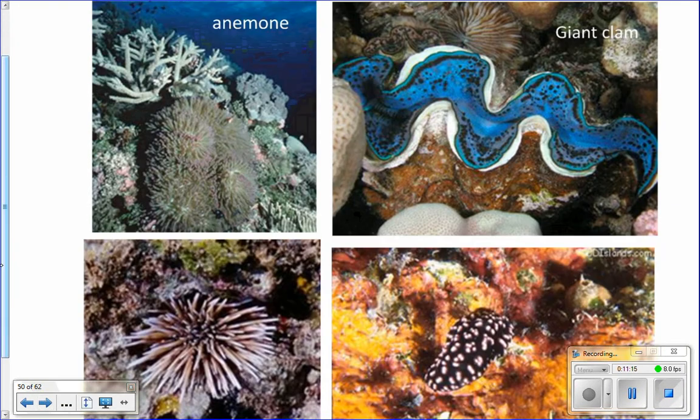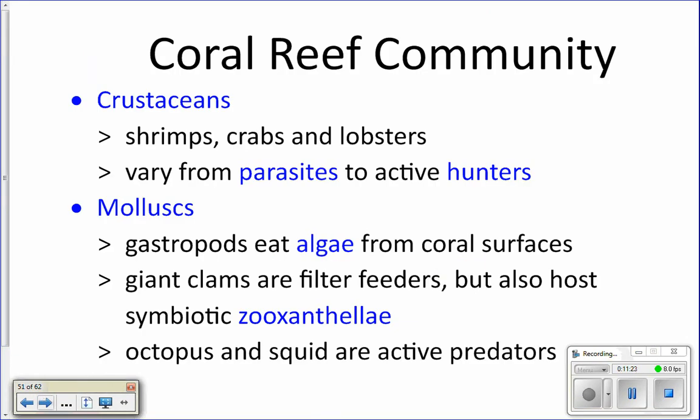Other types of animals. So here's your anemone. Giant clam. You got worms. You got urchins. Okay, all sorts of things. You have crustaceans, crabs, shrimp, lobster, all found on the reef. All different kinds. You can find the mantis shrimp on the reef, be a predator. You can find tiny shrimp-like creatures that live in sponges and have colonies that resemble bees. So it just depends. They will be all sorts of different kinds of feeders.